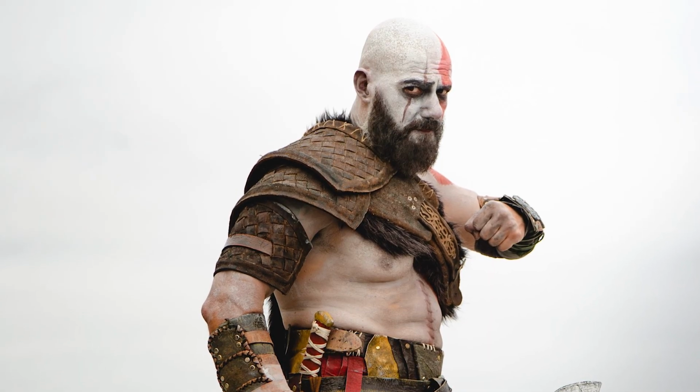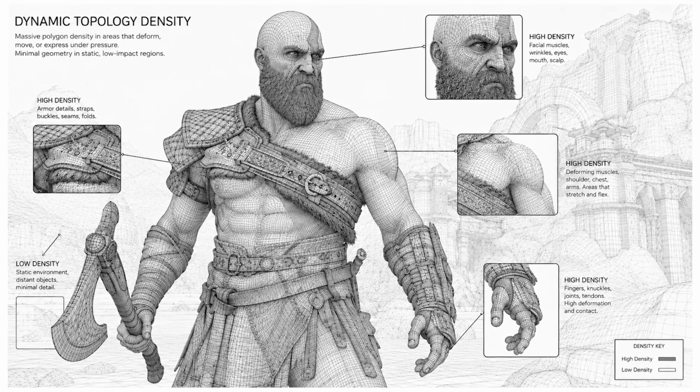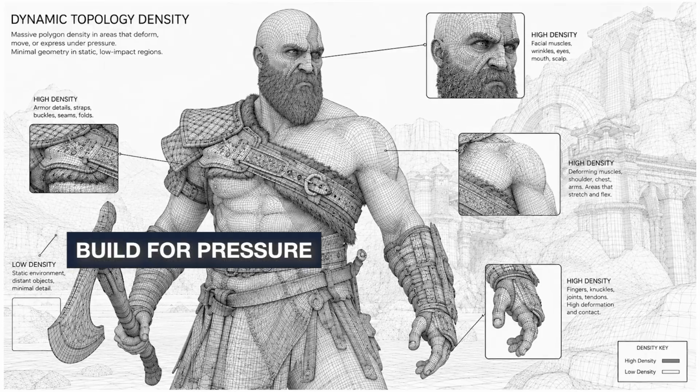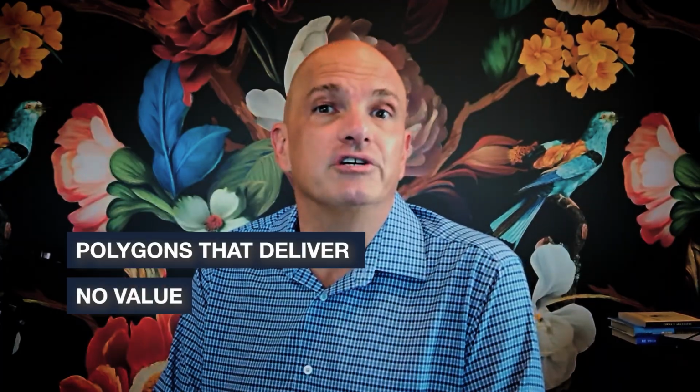Think of it this way. Game studios building characters like Kratos for God of War do not build that way at all. They ignore uniform topology entirely. What they will do is they dump massive polygon density into areas that deform: joints, facial muscles, expressions that need to move under pressure. And they will strip static regions down to almost nothing. Armor plates, hair surfaces that never bend, they get simplified ruthlessly because those polygons deliver no value when the character is in motion or under pressure.